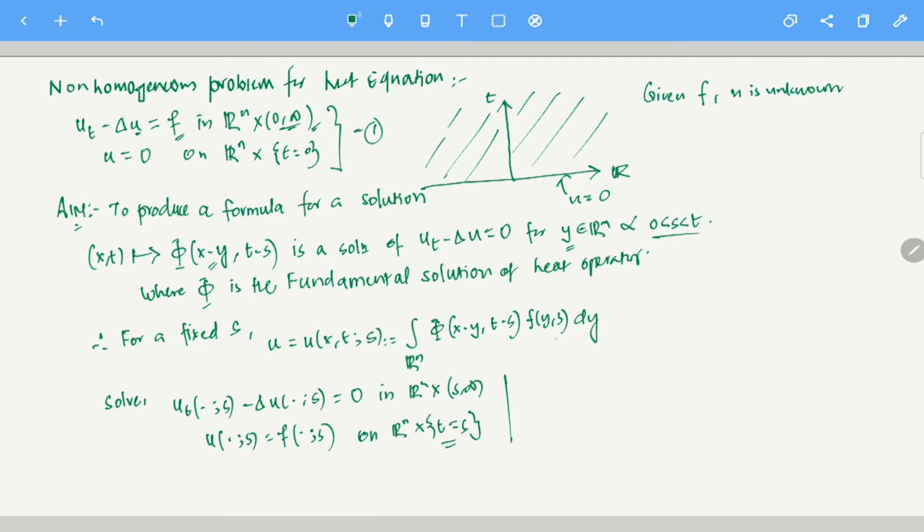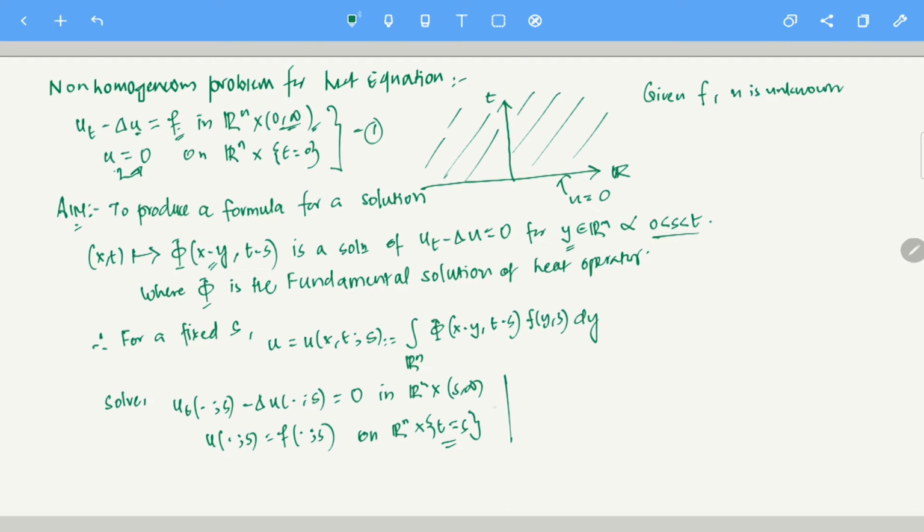Is this clear? What I am trying to say is this. If you recall, Duhamel's principle said that if you want to solve an inhomogeneous problem, you solve a bunch of homogeneous problems, but with some initial condition. Here it becomes a homogeneous problem, but the initial condition changes to u equals f at some level t equals s. In our case it was tau, and here I am just writing it as s.